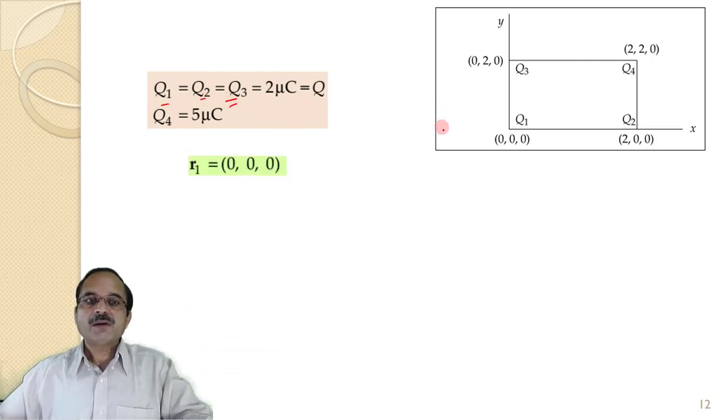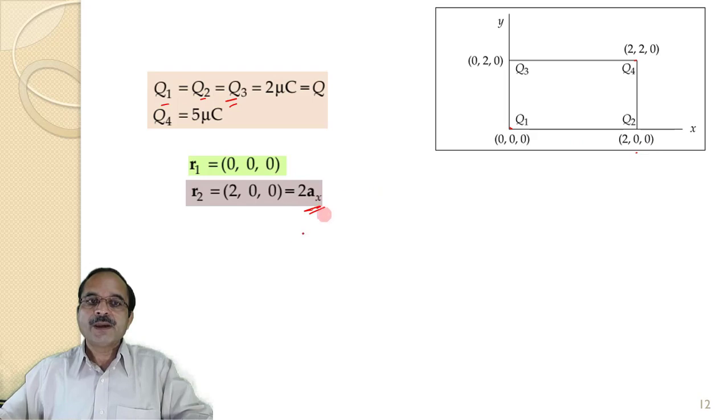So let us find out the position vectors corresponding to all the three. We'll join q4 with q1, q2 and q3. Position vector r1 corresponding to this point is 0, 0, 0, that is origin. Then position vector r2 corresponds to this coordinate 2, 0, 0, so that is 2 minus 0 ax, 0 minus 0 and 0 minus 0. So r2 is 2ax.